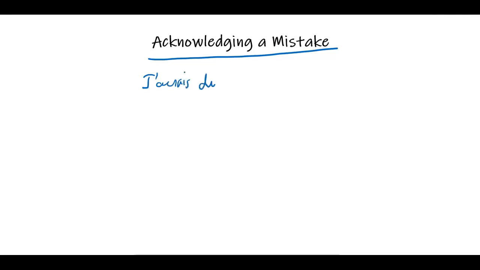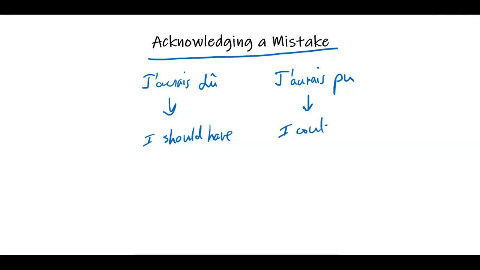j'aurais dû, okay? Or you might want to say it a little more gently instead of dû, soft, and say I could have, j'aurais pu. So in English that gives you I should have. And if you want to soften it, you could say I could have.